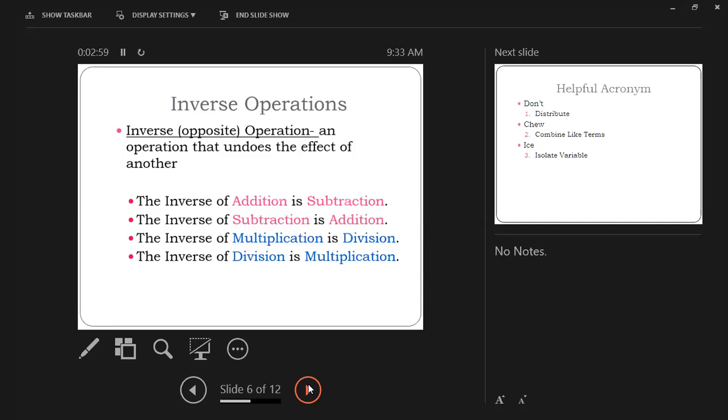If you identify it as addition, then the opposite's going to be subtraction. If you identify it as multiplication, the opposite's going to be division. And that's what equation solving and simplifying expressions is all about: using those opposites to eliminate terms from one side of the equation so that you can get a variable by itself, or at least to eliminate multiple terms or parentheses.